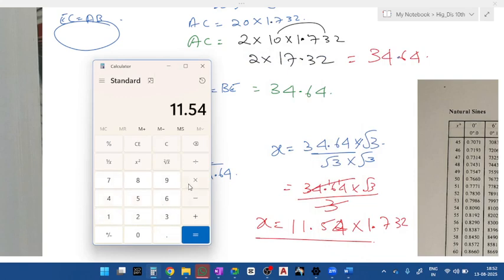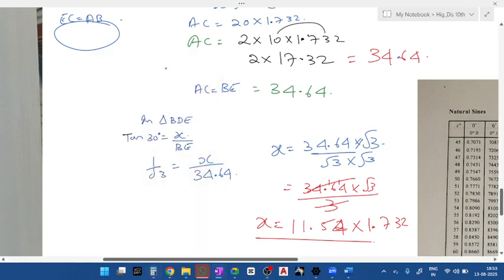11.54 into 1.732, 19.98. X is equal to 19.99. You can take 19.99.